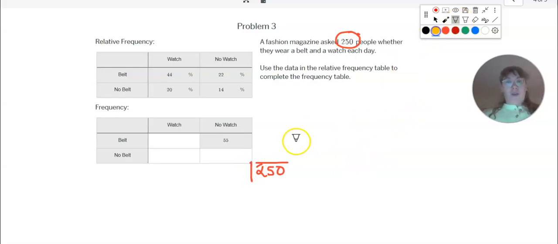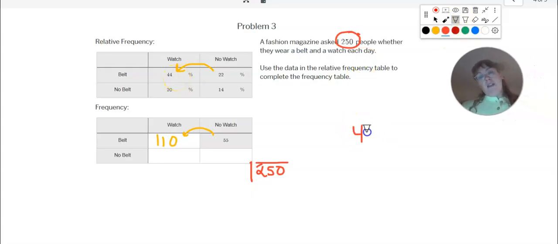So for the first one, we know 55 people don't have a watch but wear a belt, and that's 22%. So if we double that, 44%, we could just take 55 and times it by 2 to get 110. So since 44 is double 22, we can just double the numbers and that will work. If we weren't sure, we could find 44% of 250.